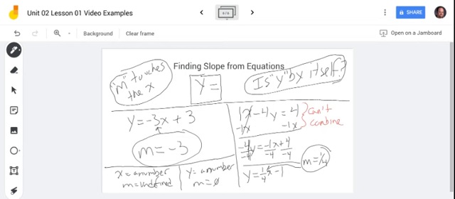So this, remember, is just finding slope. It's just a quick basic of that. So remember, relook at this if you need it, and good luck on finding your slopes.